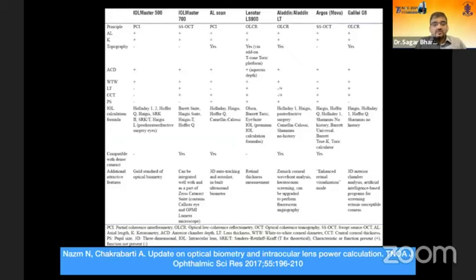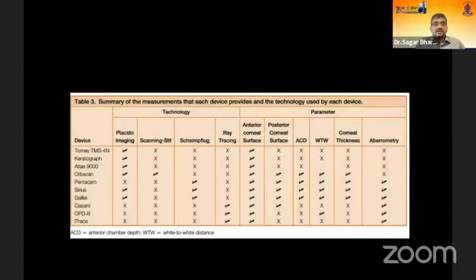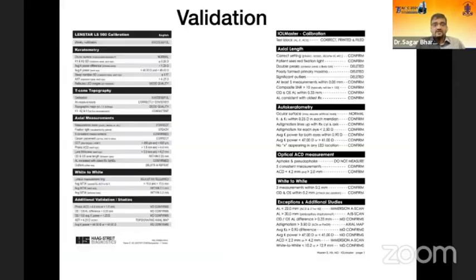And if you're planning to buy newer biometer setups, you can always compare across different options and see exactly what features are available. Accordingly, you can make a choice. Similarly, the topographers have different things available, so you can make a choice based on that.